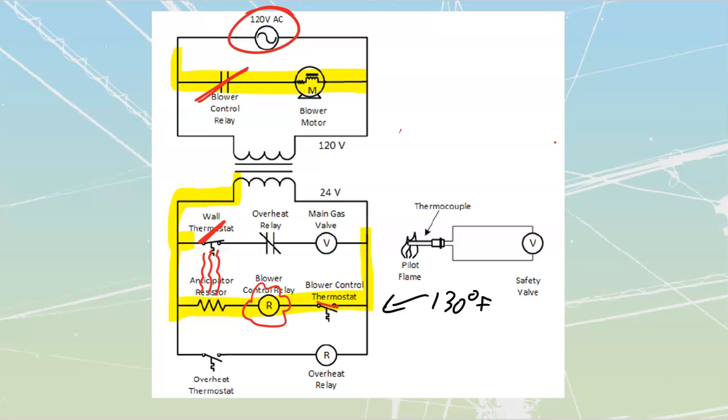My fan is still going to continue running though, because this thing turns on at 130 degrees, but it's not going to turn off until about 90 degrees Fahrenheit. So it's now going to continue pushing air through until this thing gets down to 90 degrees. At that point, this is going to open up, which deactivates this, and in turn deactivates the blower motor.